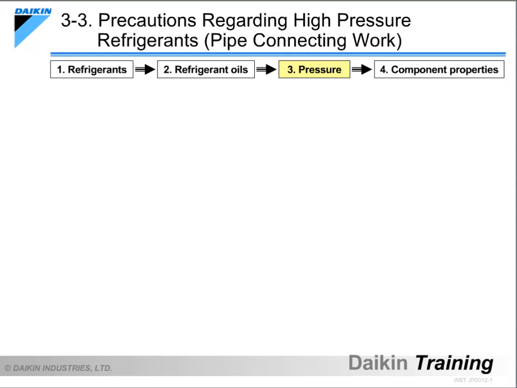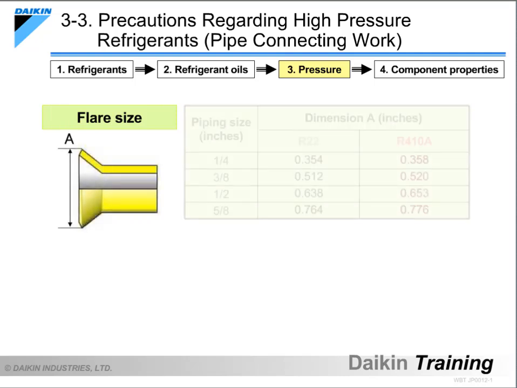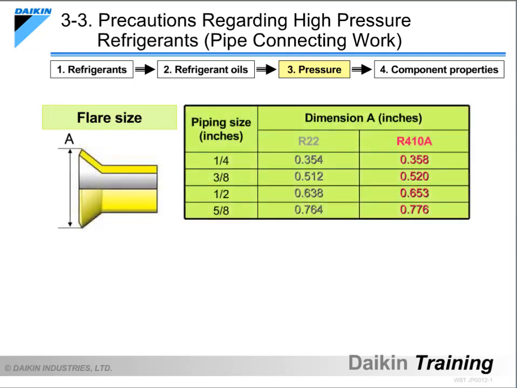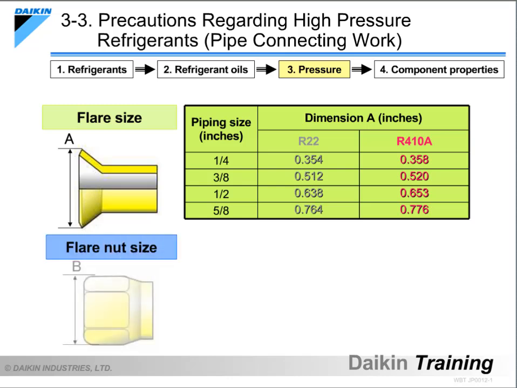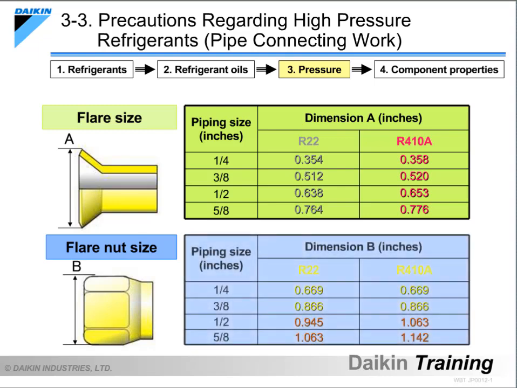Let's learn about the pipe connecting work, flaring and flare nuts, for R410A. The flare size, called dimension A, for R410A is larger than that for R22 due to the strength requirements. Be sure to use special tools for flaring. With regard to some flare nuts, the dimension B, or size of the flare nuts, for R410A is also larger than that for R22. Please use the correct nuts. The tightening torque is the same for R22 and R410A.